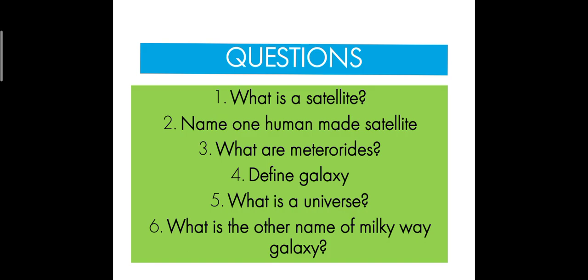So here are the questions, children. What is a satellite? Name one human-made satellite. What are meteorites? Define galaxy. What is a universe? What is the other name of the Milky Way galaxy? You have to answer this. So children, here we come to the end of the chapter. We learned about stars, moon, sun, the 8 planets, asteroids, meteoroids, and galaxy, and at the end we learned about the universe. Children, you have to read the book very clearly, properly. Go through the book again and try to do these questions in your notebook.